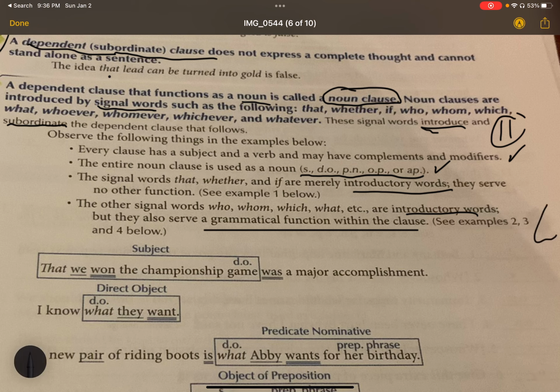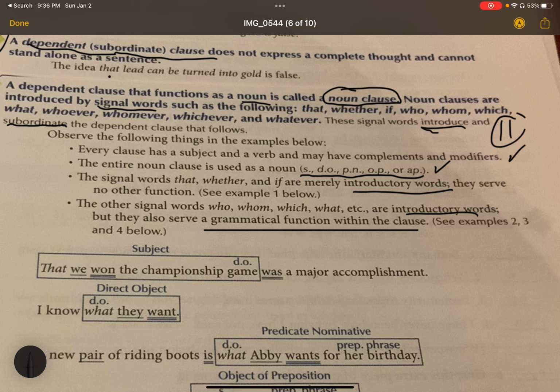Okay, so we have a clause right here. That we won the championship game was a major accomplishment. Here we see a signal word that we've memorized, that. And the word that, just as an introductory word, subordinates the clause. What do I mean by that? I mean, if you took that word away, we won the championship game, that would be an independent clause. It would make complete sense on its own. It could stand alone. But with the word that in there, it makes it subordinate.